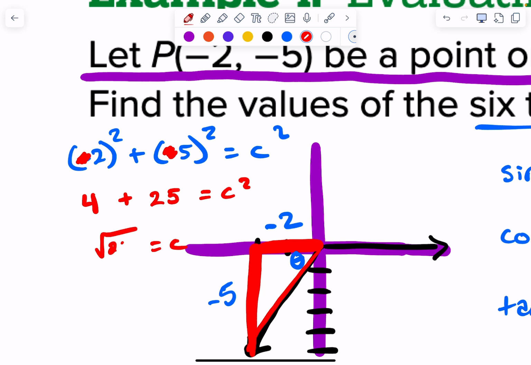29. The square root of 29. Now, does 29 break down? How do you know? Because it's prime. Yeah. So I'm going to leave this as the square root of 29. Now, is it positive or negative, square root of 29? Positive. Hypotenuse is always positive. Okay, so we have that.